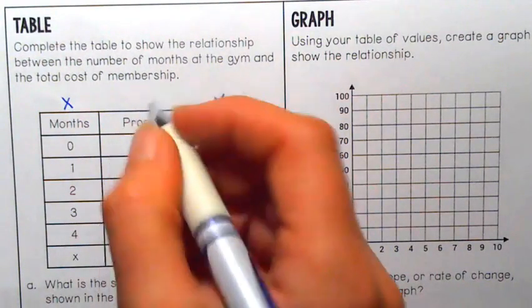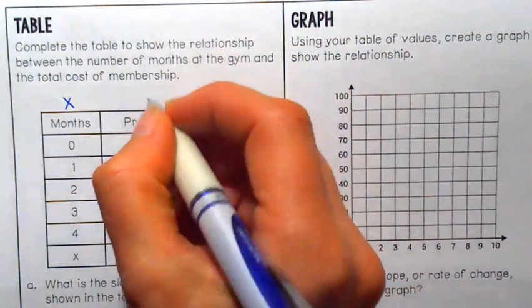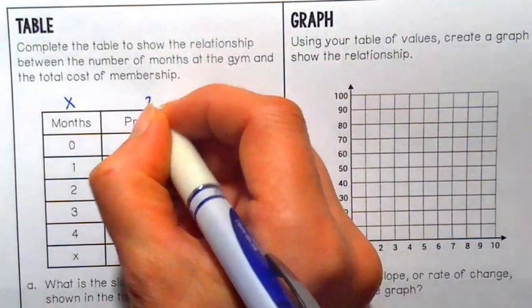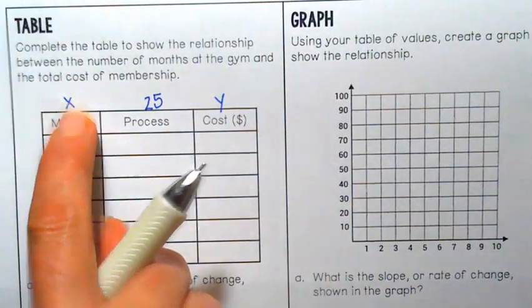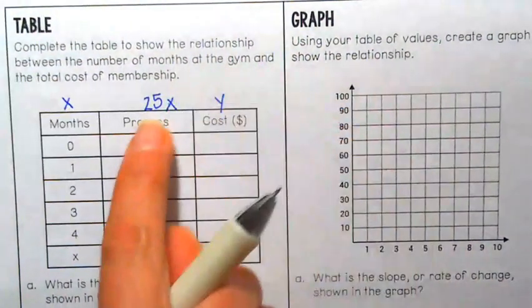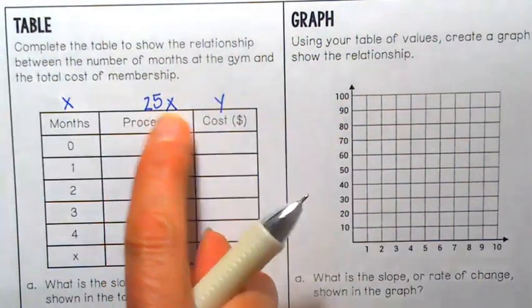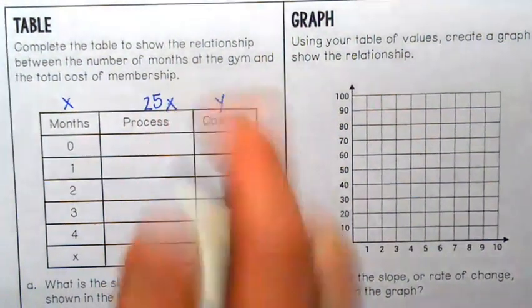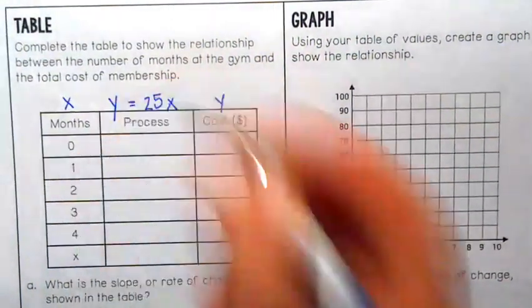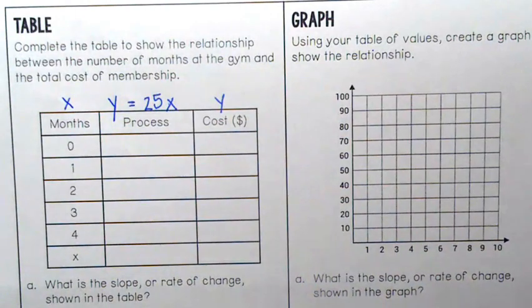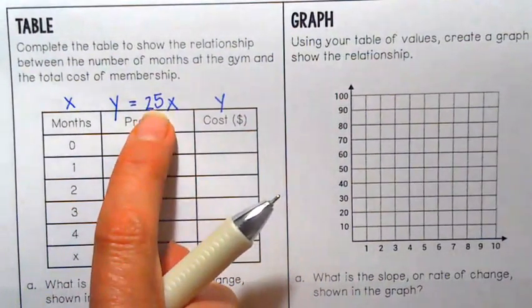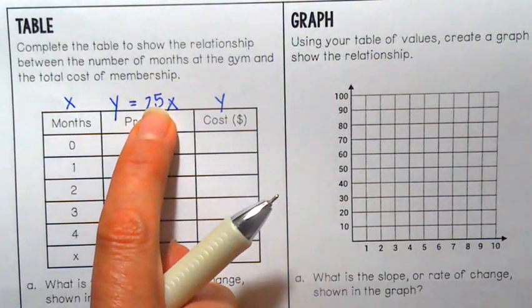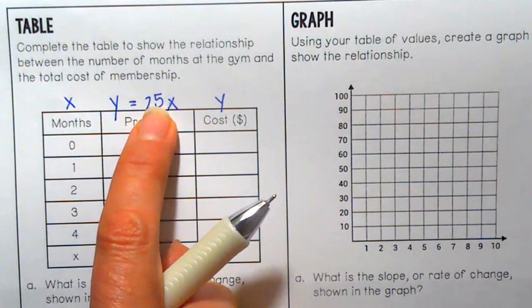And every month it's going to be $25. So if you take 25, multiply it by the number of months, which is X. Remember in algebra, when the number is right next to the variable, it means multiplication. It's going to give you the total cost. So in this proportional relationship, the equation is y equals 25x. And the number in front of x would be k. How much is it constantly changing by? Every month it's changing by $25.